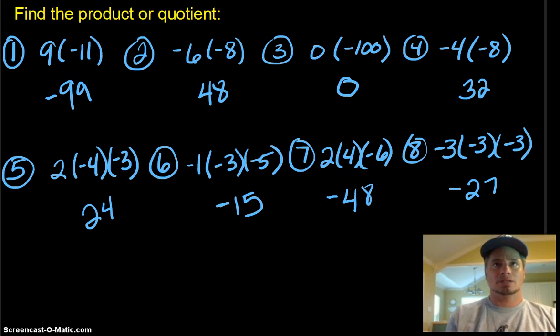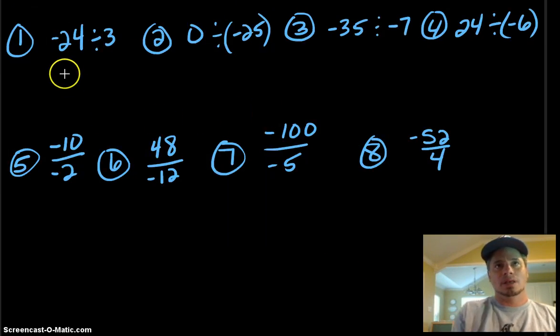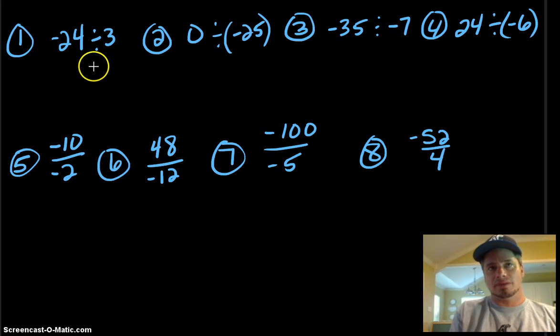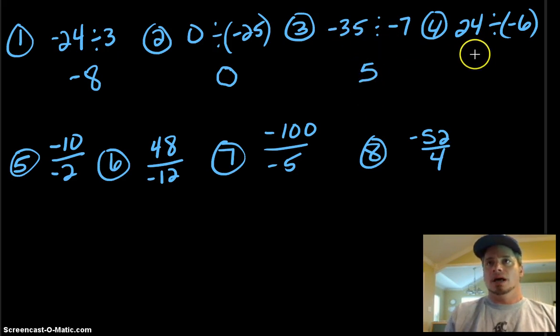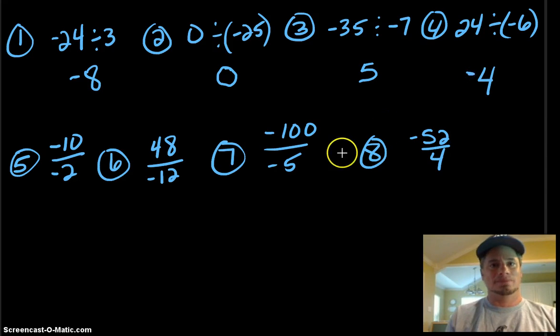Okay, let's look at the next page. Should be some quotient problems. Good. So let's divide normally. 24 divided by 3 is 8. I've got one negative, so I get a negative answer. Number 2, 0 divided by any number, positive or negative, is definitely 0. 0 is not negative or positive, so it's just 0. Number 3, negative 35 divided by negative 7. That gives me 5 when I divide. I've got an even number of negatives, so my answer is positive. Number 4, 24 divided by negative 6. That's going to be 4, and I've got one negative, so I get a negative answer.